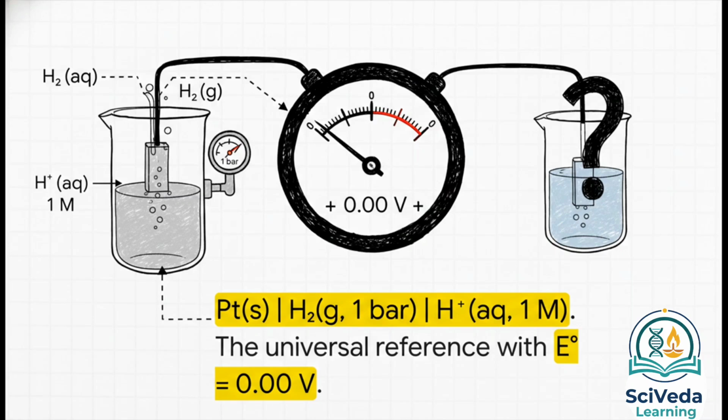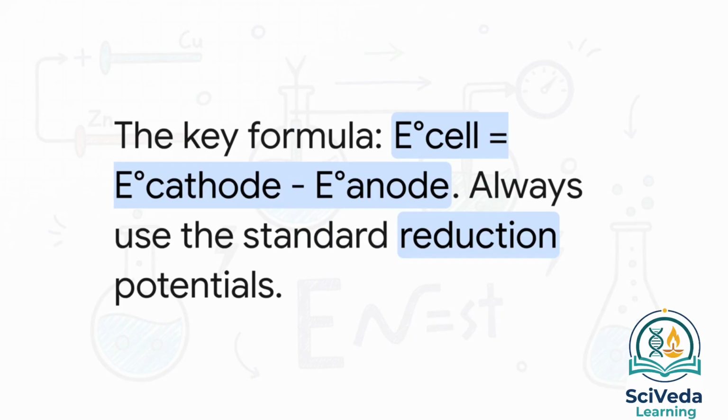The beauty of this is, now that we have our 0 point, we can take any other half cell, connect it to the SHE, and measure the voltage of the whole setup. And since the SHE is 0, the voltage we read on the meter is, by definition, the standard potential of that other half cell. Problem solved. And this brings us to a super important formula for calculating the standard potential of any cell. It's simply E cell equals the standard potential of the cathode minus the standard potential of the anode.